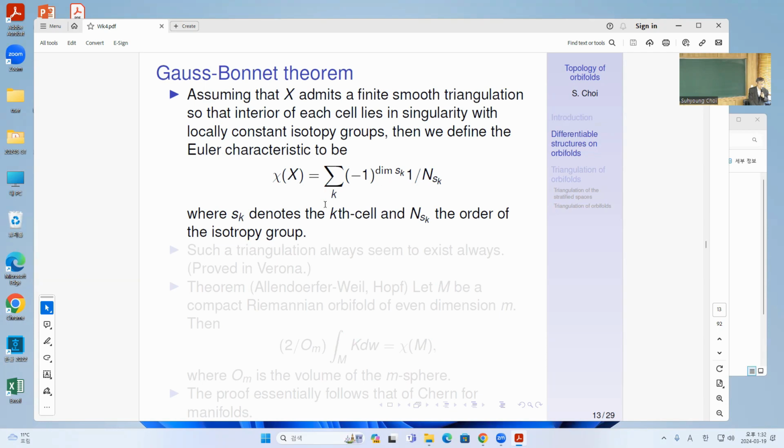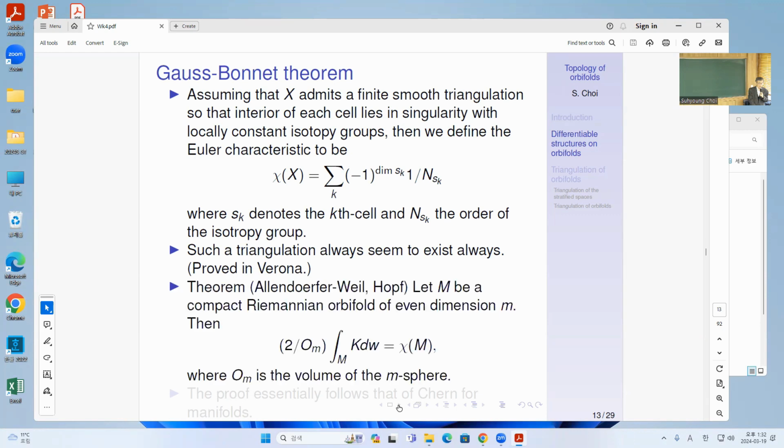Then we can define the Euler characteristic to be the sum over the dimension of S_k, where S_k is the k-cell, and 1 over N_{S_k}, which is the order of the isotropy group. So for each cell, you add up these numbers together. Okay, so that's the orbifold Euler characteristic, and this always exists. We'll show that a little later.